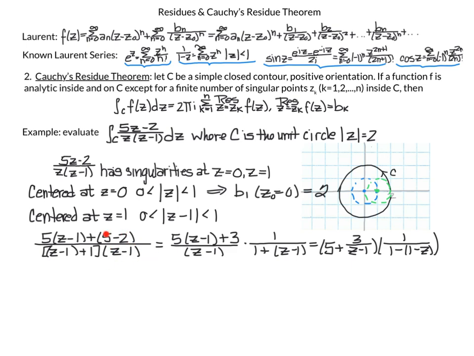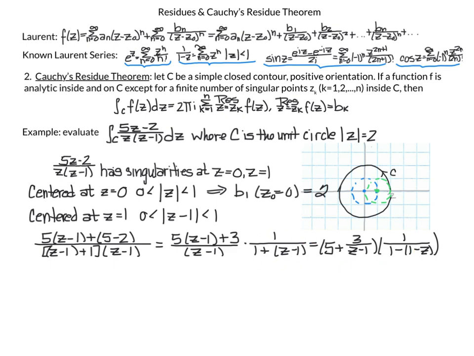I did the algebraic simplifications here. I still have 5 times z minus 1. This becomes a 3. And then over here, what I did is I took my z minus 1 and grouped it with my 5 times z minus 1 plus 3. And then I multiplied this whole thing times this term here. So again, this became just another factor now. This was kind of nice. These canceled out. So what I get is 5 plus 3 over z minus 1. And then this factor here stays the same.